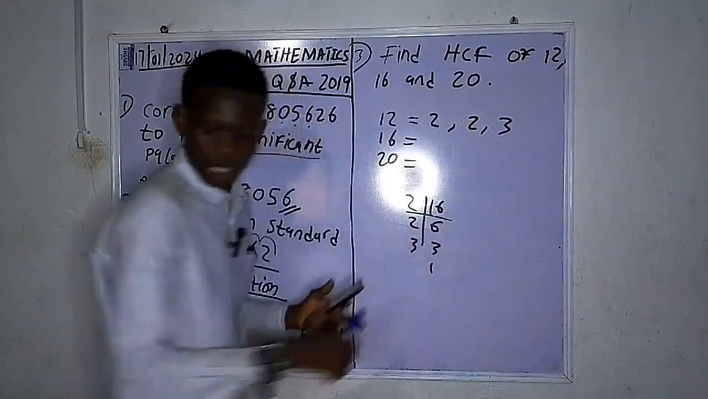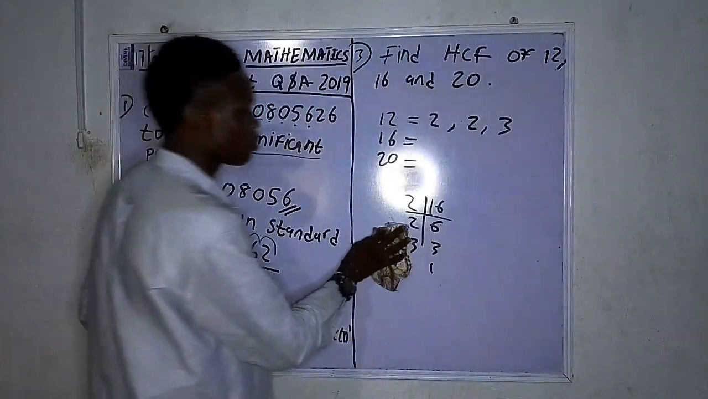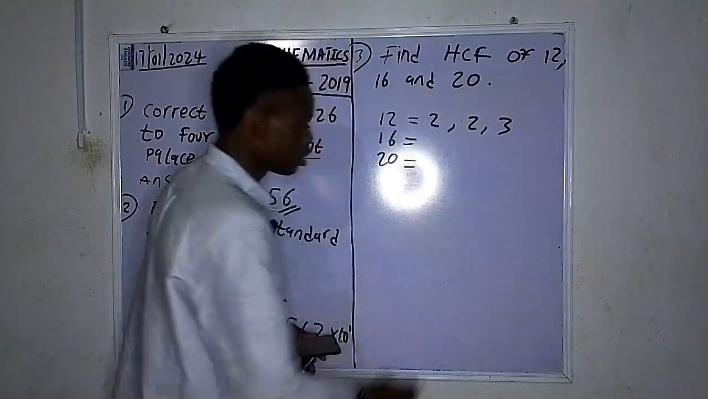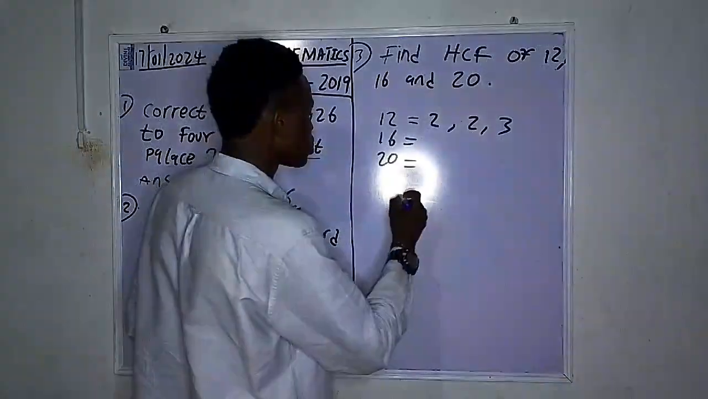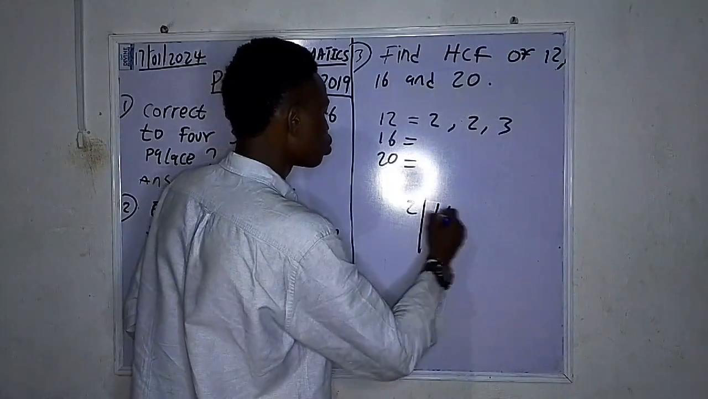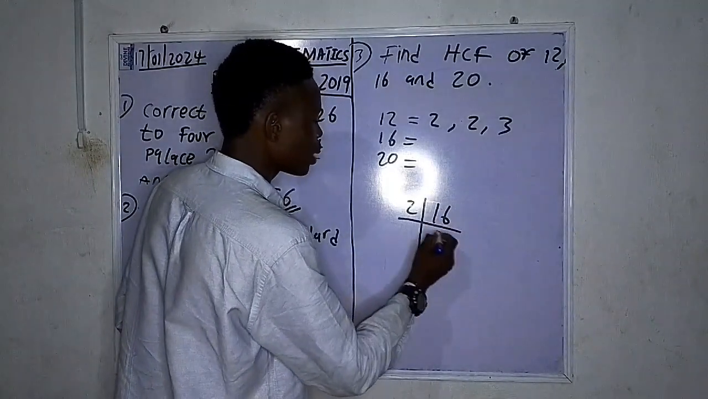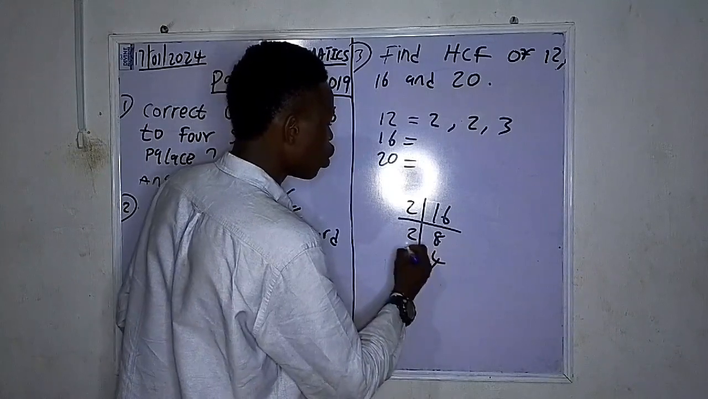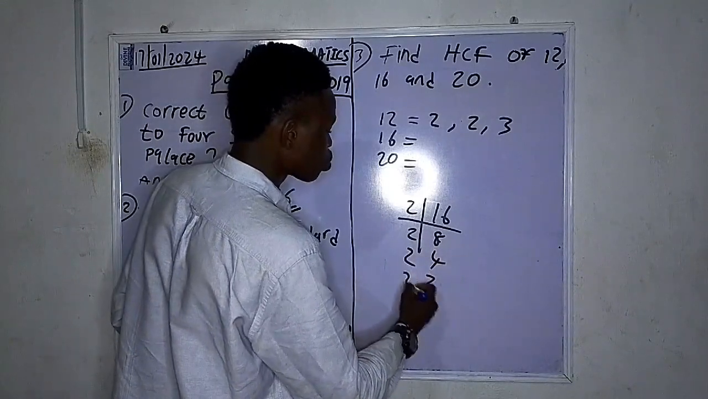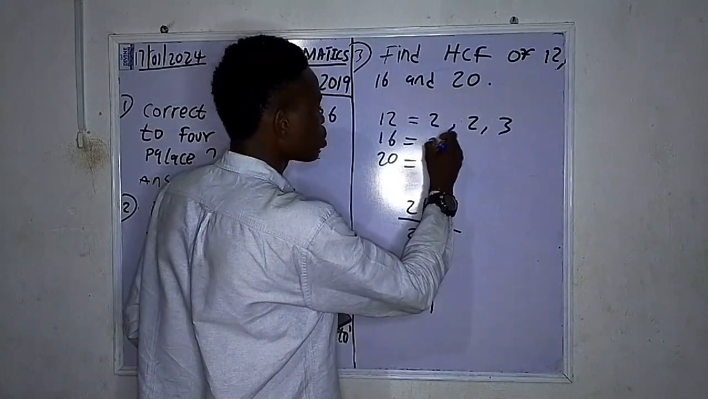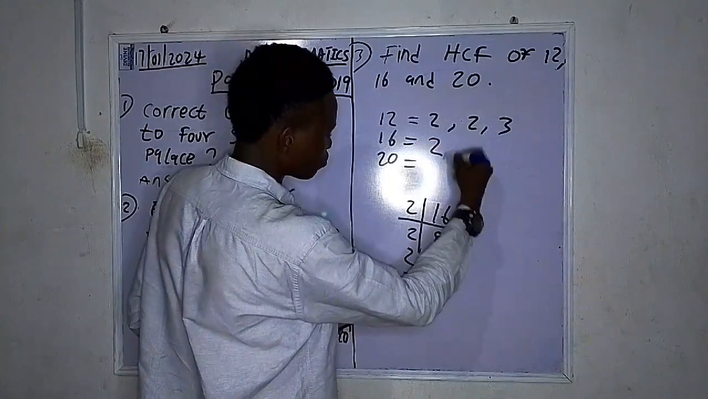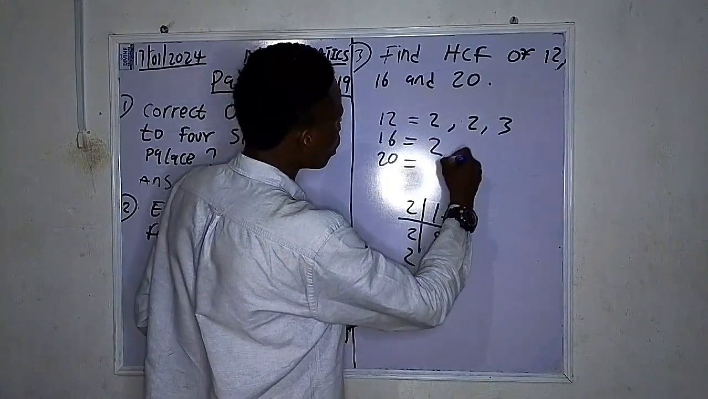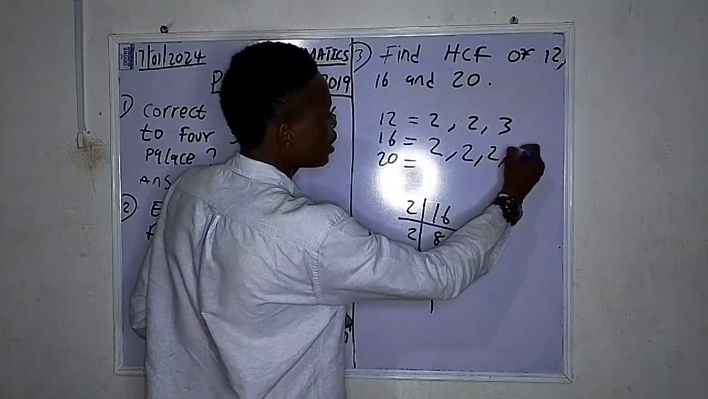Now we look for 16. Let me make use of the board wipe. Okay. Now for 16, we have what? 2 into 16 is 8. 2 into 8 is 4. 2 here, we have 2 again, and 2 here, 1. Which the common factors of this is what? 2, 2, 2, and 2.